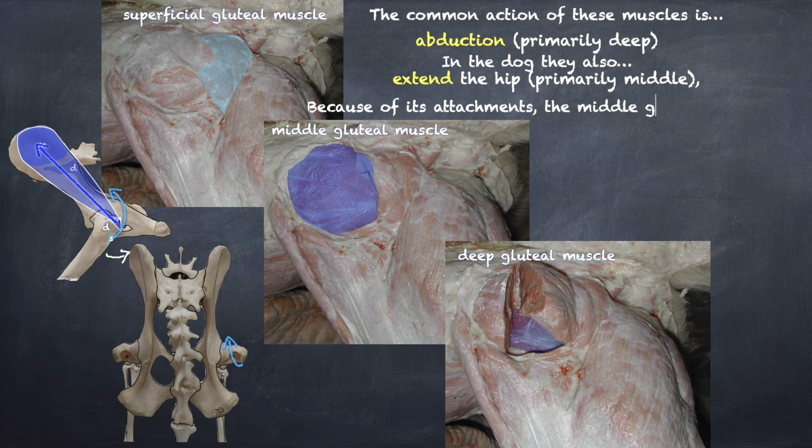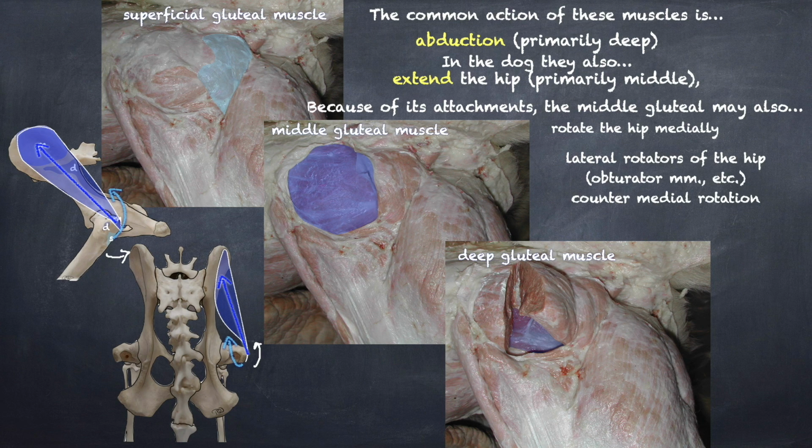We also know, because of the way the middle gluteal attaches on the ilium, if I were to draw it in right there, it's going to pull that way, which is going to cause what? So we'll see this go like that. That'll be medial rotation. Remember, that's just incidental because of its attachment. And so we need muscles that are going to laterally rotate the hip to counter that.